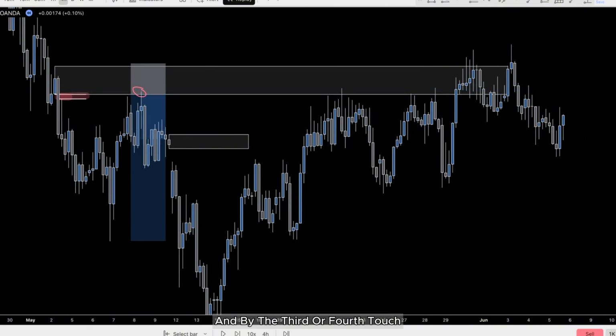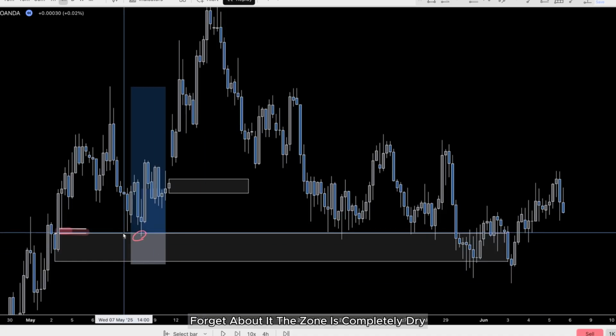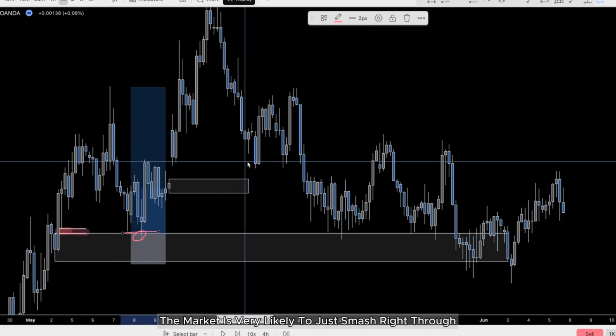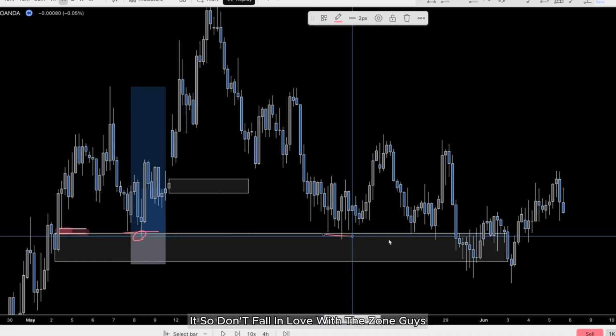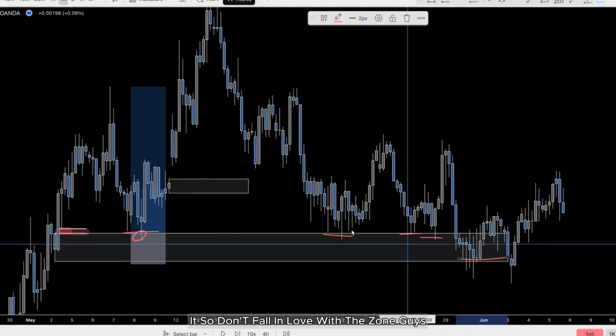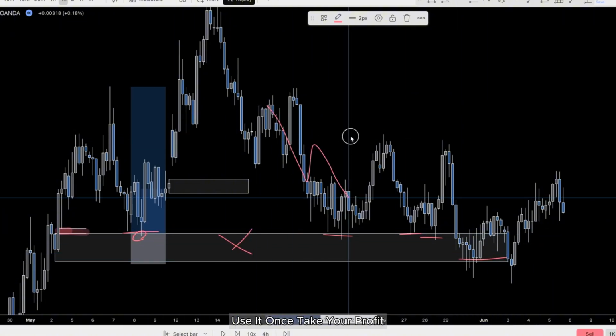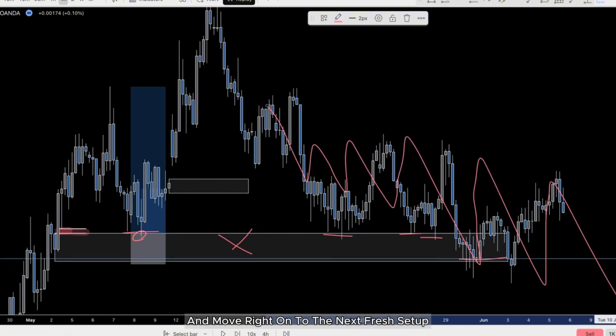But by the second touch, it becomes highly risky because, well, half the orders are probably gone. And by the third or fourth touch, forget about it. The zone is completely dry. The market is very likely to just smash right through it. So don't fall in love with the zone, guys. Use it once, take your profit, and move right on to the next fresh setup.